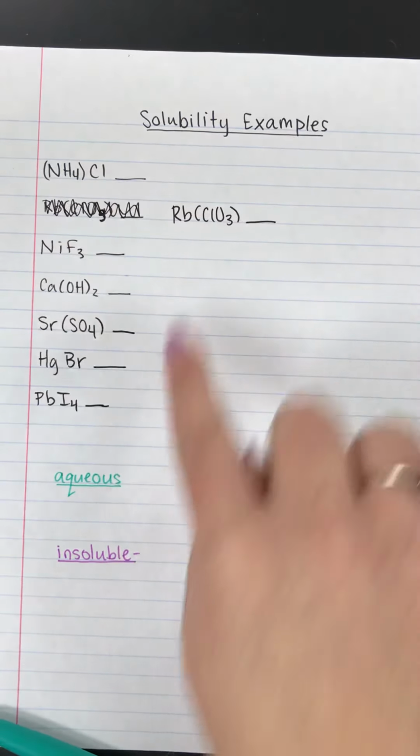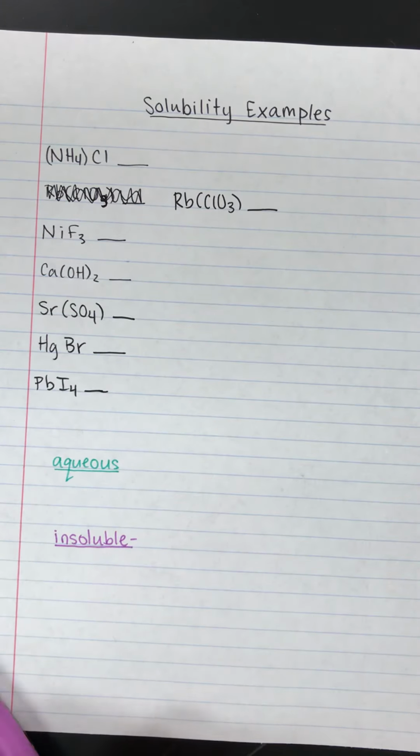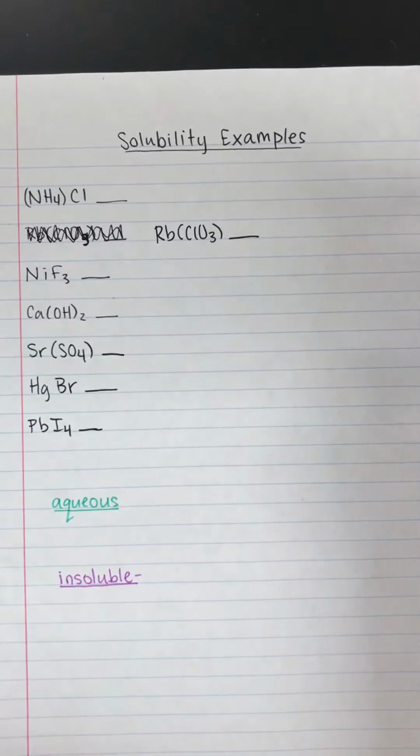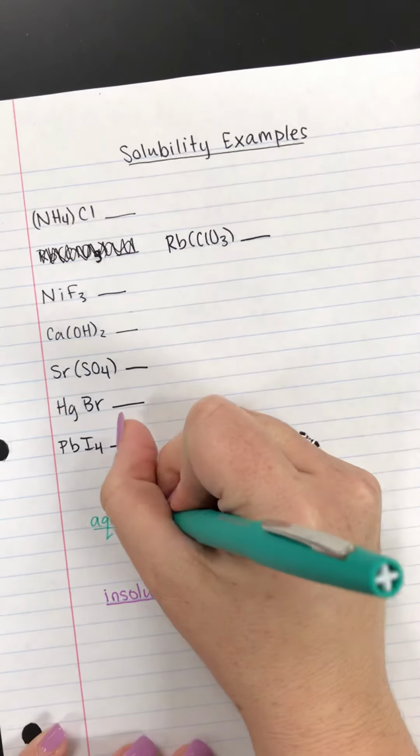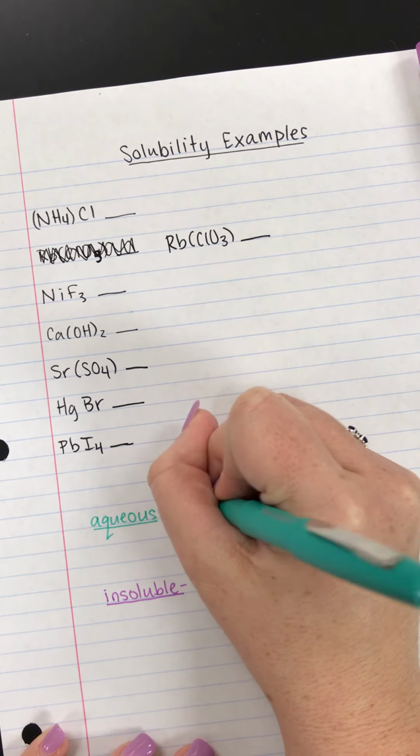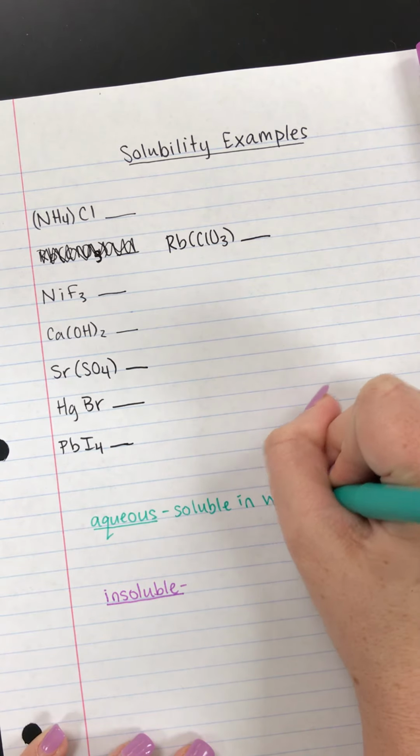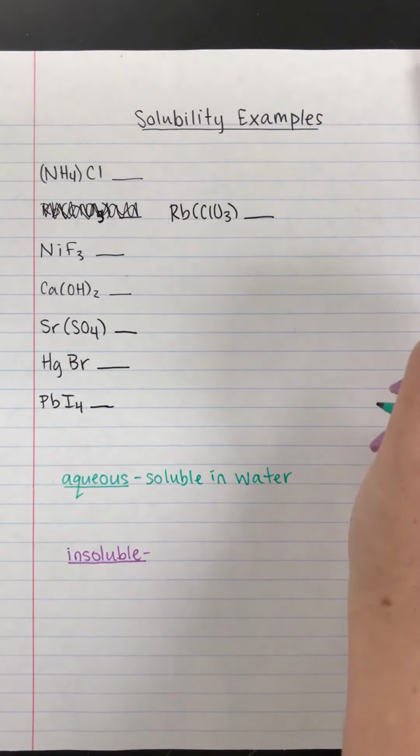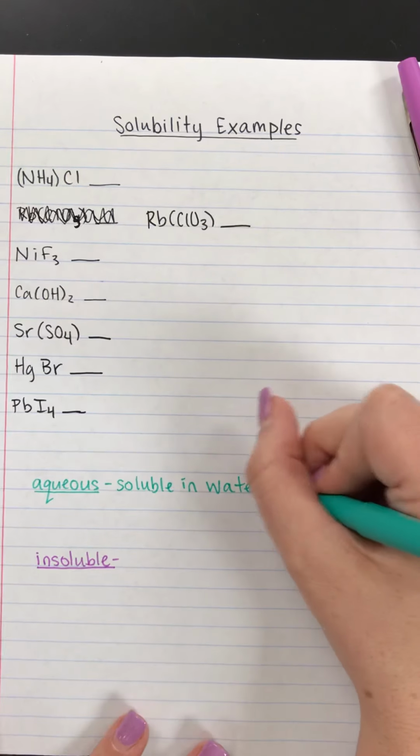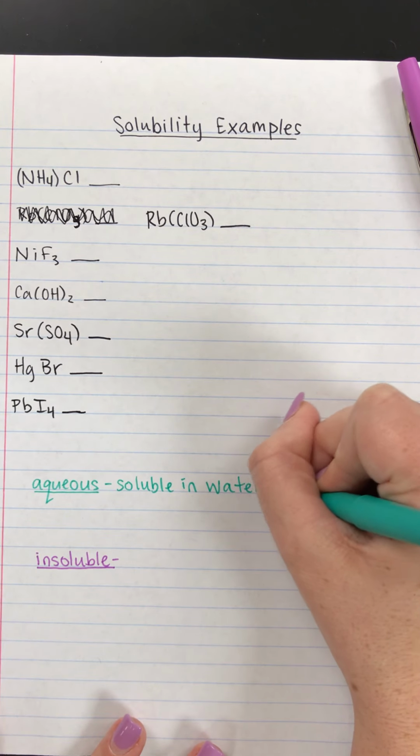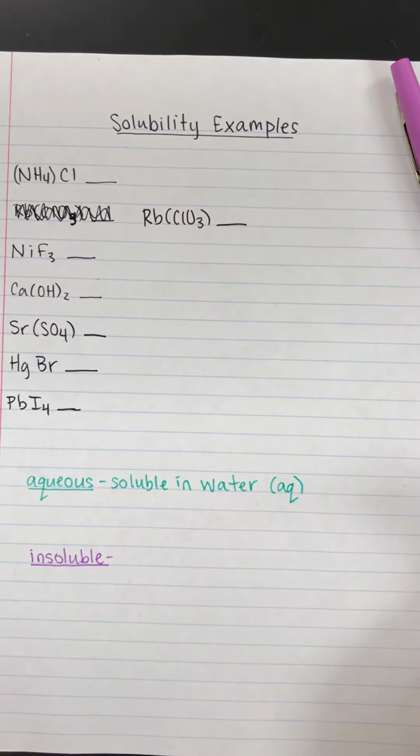So I'm going to walk you through kind of what aqueous and insoluble mean, and then we're going to be writing symbols in each of those blanks, and that's exactly what your assignment looks like. So aqueous means soluble in water. So let's start there with a definition. Aqueous means that it was dissolved and it's soluble in water. And the symbol we're going to use is AQ for aqueous, all right?